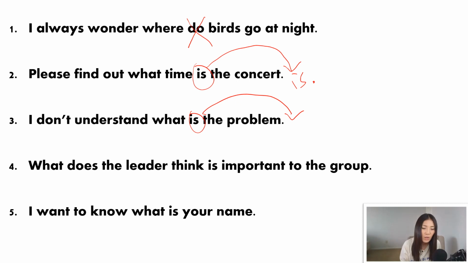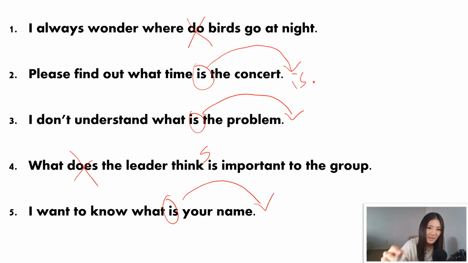Number 4, what does the leader think is important? Okay, what does the leader think is important to the group? Okay, I'm sorry. What the leader thinks is important to the group. So again, it's just like number 1. I don't need the does because I only need that when I'm asking a question. Number 5, I want to know, what is your name? I want to know what your name is.